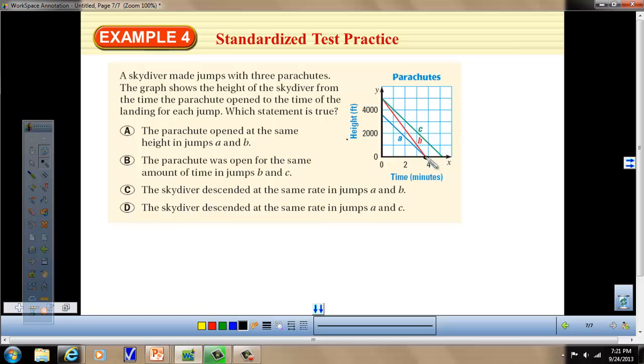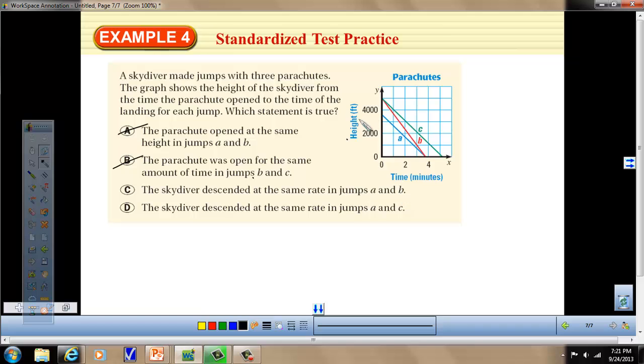Well, here's the time for B, here's the time for C. So that's not true either, so neither of those are true. Next thing we look at, it says the skydiver descended at the same rate in jumps A and B.